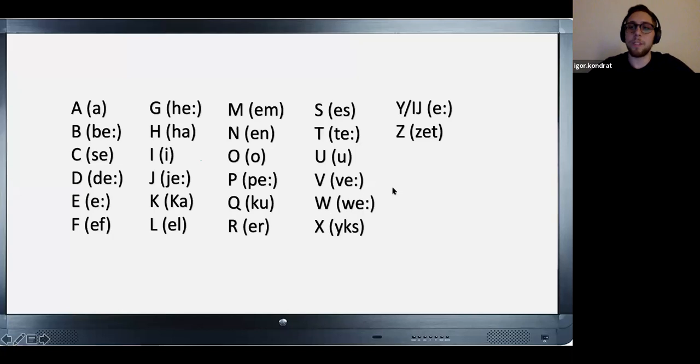Okay, we start with the alphabet. So how to pronounce all the letters in Dutch. Okay, so we have first A. A. You can repeat after me at your home. A. B. B. C. C. D. D.